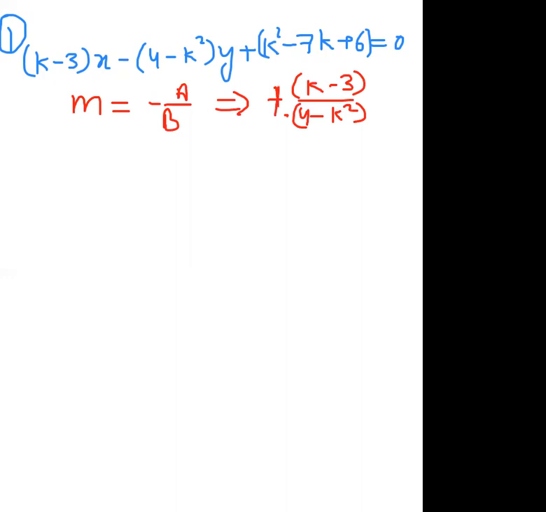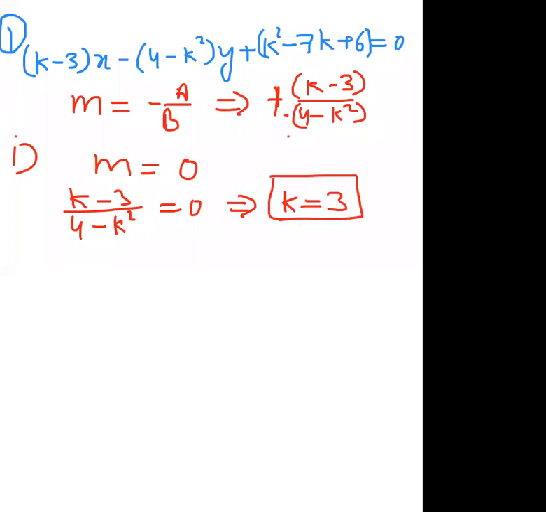Now, first case, parallel to x-axis. What is the slope of x-axis? Whatever is the slope of x-axis, the same will be the slope of a parallel line, because the slope of x-axis and the slope of a line parallel to x-axis will be the same. Parallel lines have equal slope. So the slope of x-axis is 0. So the value of m, k minus 3 upon 4 minus k square, equals 0. That gives me the value of k as 3.